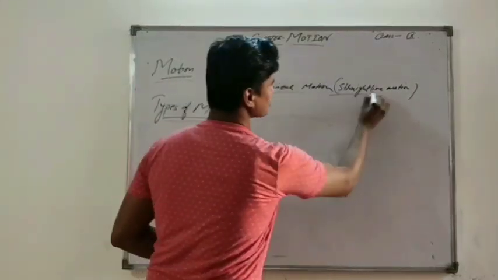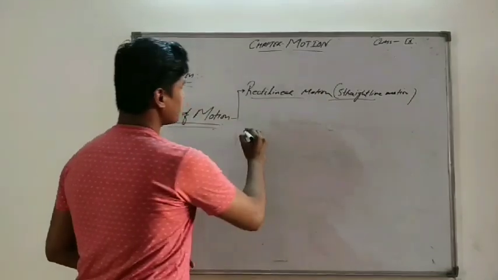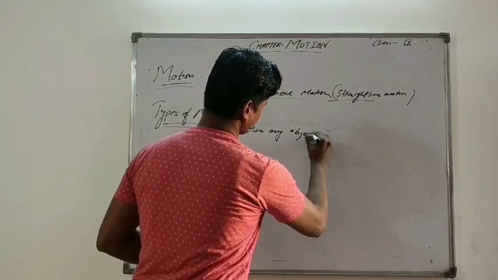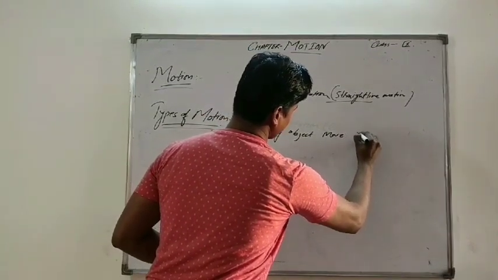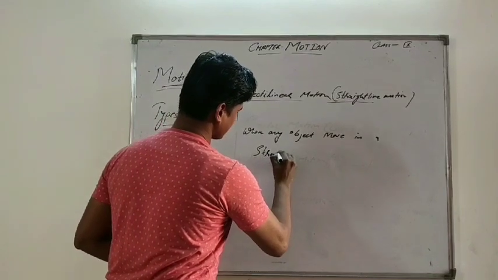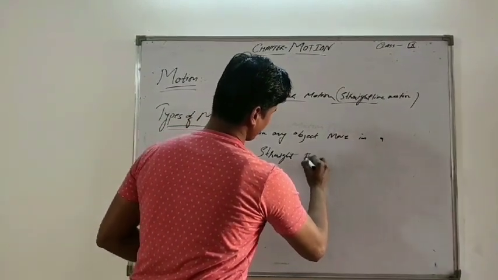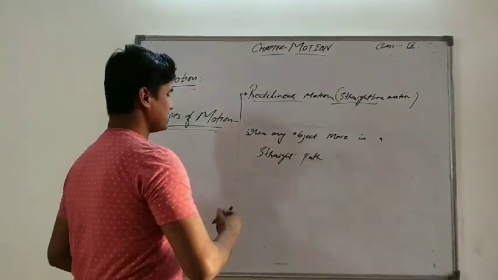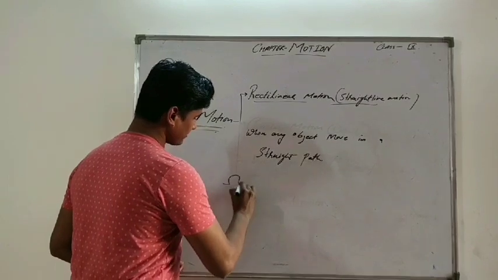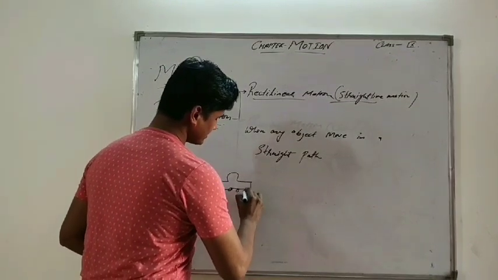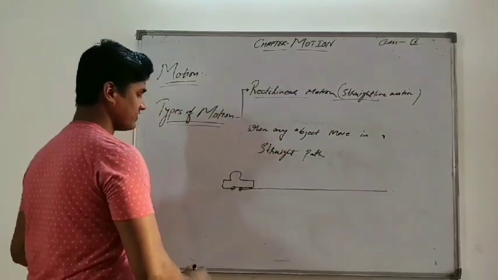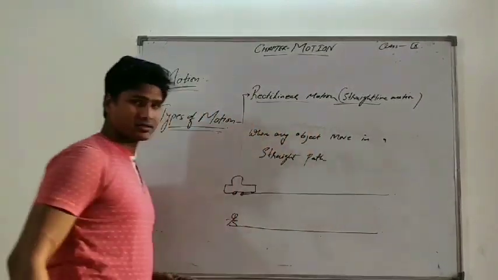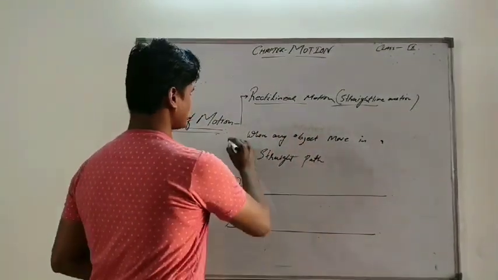Understand what is rectilinear motion or straight line motion. Students, it means when any object moves in a straight path, the motion is said to be a straight line motion or rectilinear motion. There are many examples, such as if a car is moving on a straight path, if an athlete is running on a straight path, it is said to be a straight line motion.